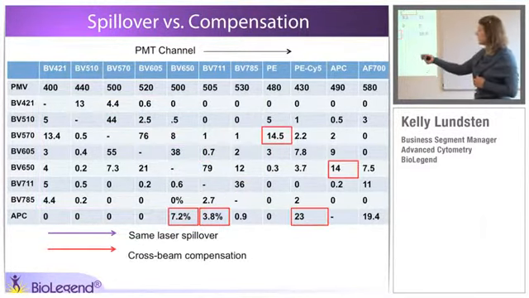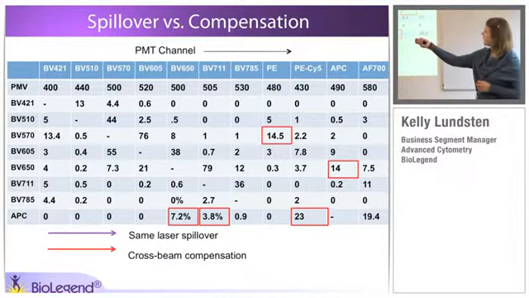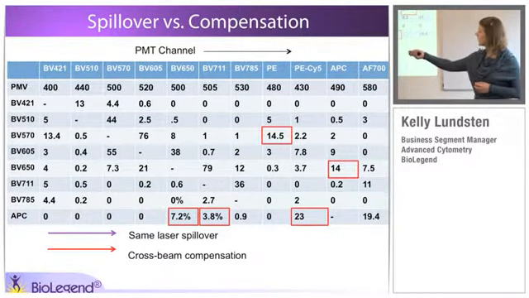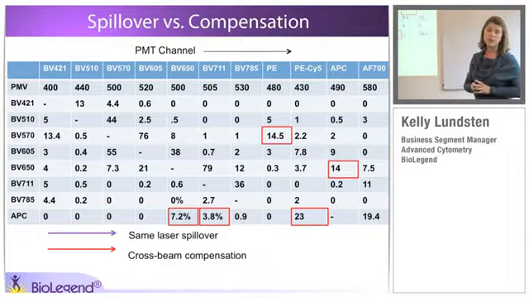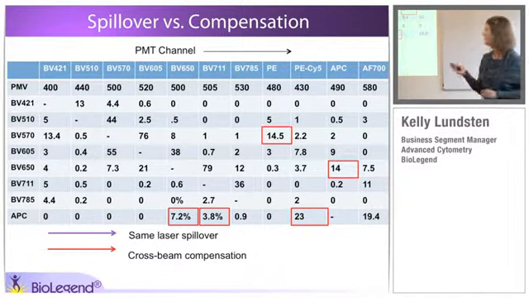You're also going to have instances of crossbeam compensation, for example, BV570 into PE and PE into BV570. Proteins like APC will have some excitation off of the violet laser, and they will emit somewhat into the different brilliant violet channels. Most people are worried about the reverse, but it happens both ways. So the brilliant violet 650 into APC is only 14%. This is not crossbeam that you have to worry about.